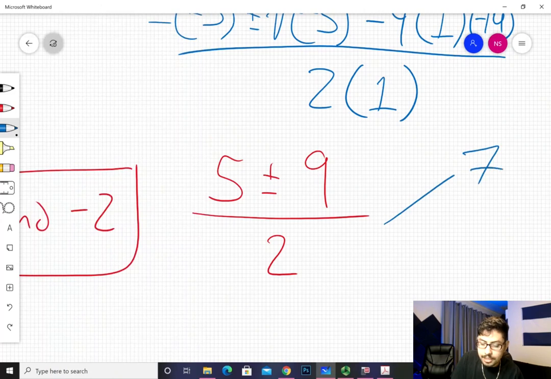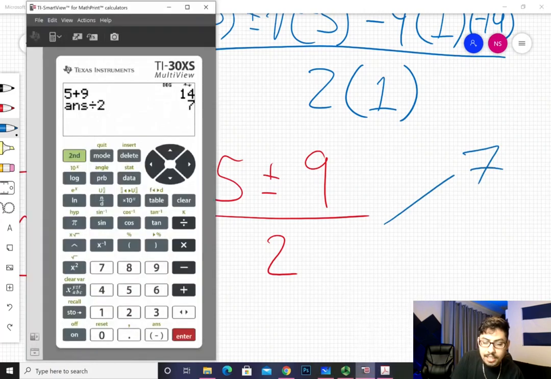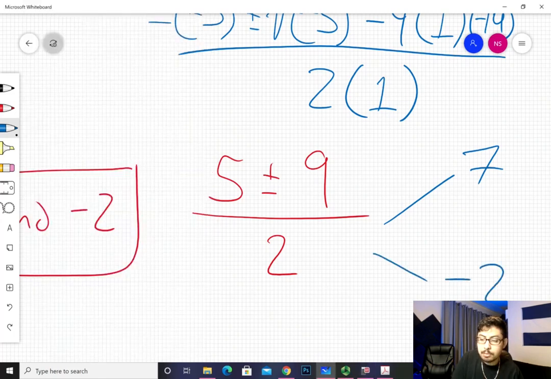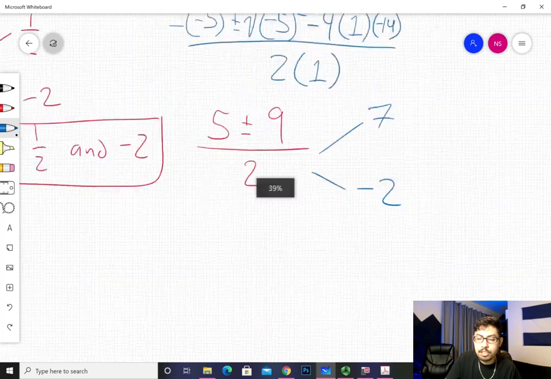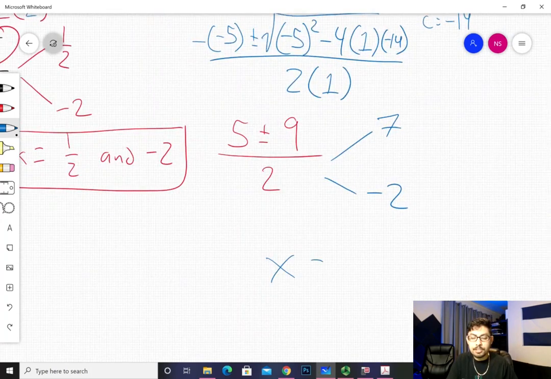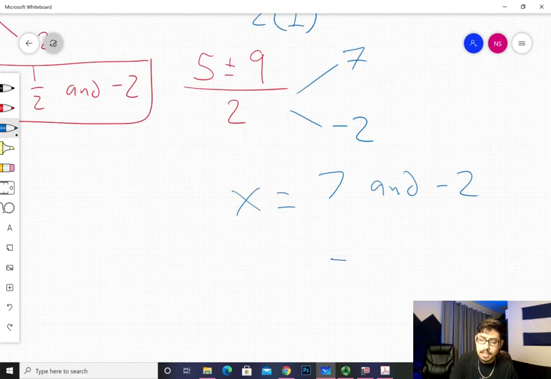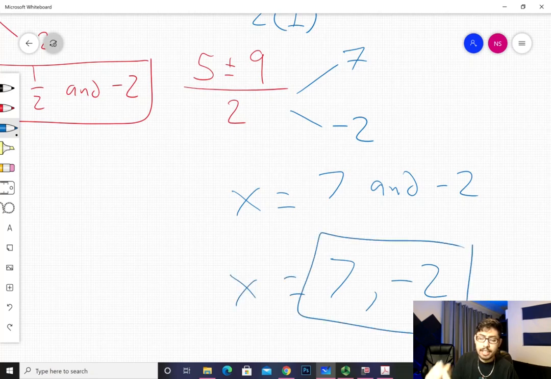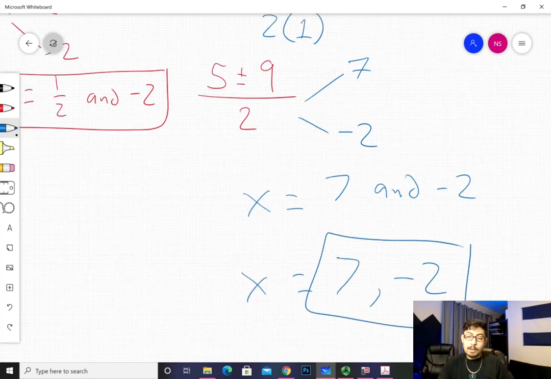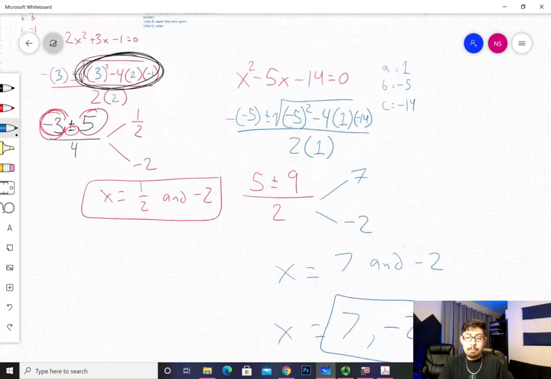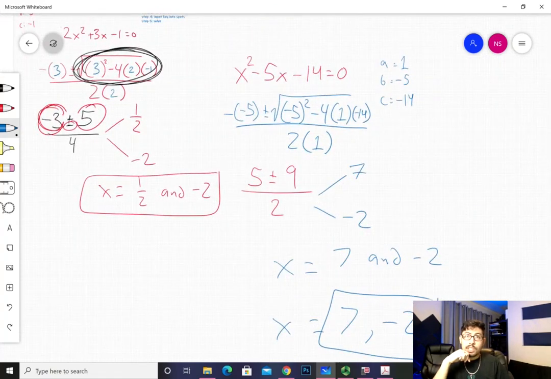My first answer is 7. Then you go back and you do 5 minus 9, enter, divide that by 2, negative 2. Negative 2 is my other answer. And just like that, my friends, you've solved for your 2 values for x. X equals 7 and negative 2. You could also put it like this: 7 and negative 2. So that was your second example. Pretty straightforward, my friends.